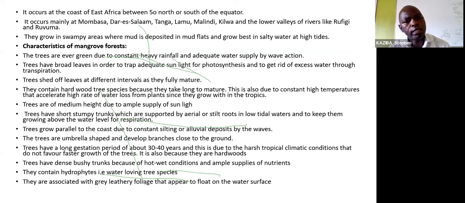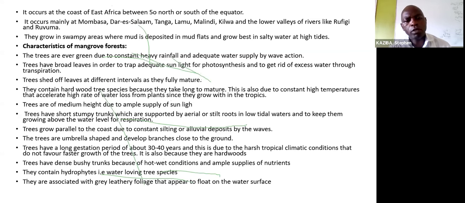Then the trees are hardwood tree species in the tropics, and because they take long to mature, and due to constant high temperatures. Then they have short stumpy trunks. So the trunks are short and tilted, with aerial roots. Why? Because of the conditions, they have to breathe. So they were created with that feature to enable them to breathe.